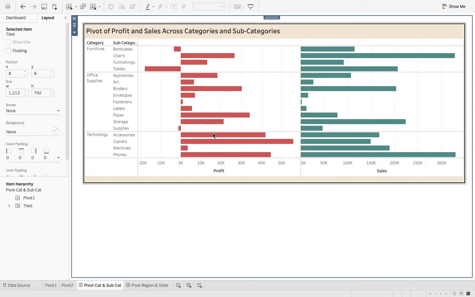Similarly, for supplies, in office supplies, sales are pretty okay, but we are still incurring some losses there. And our highly profitable ones are copiers and technology, where the sale is in fact low or less compared to the others, but we are highly profitable, and so on.